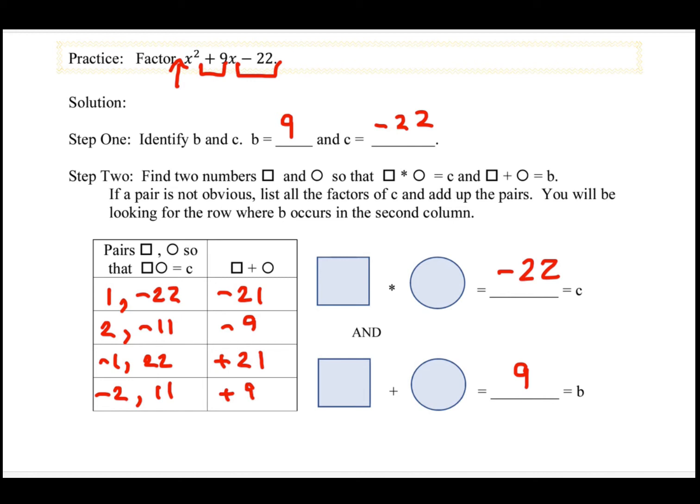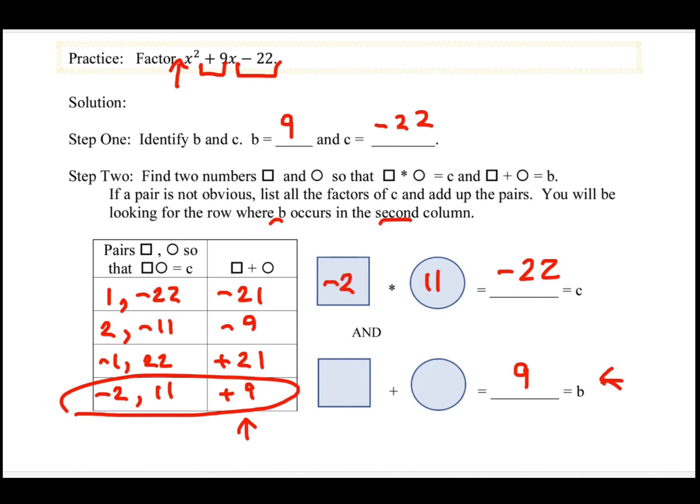So my goal is to go through, and I'm looking for B to occur in the second column. So in this case, my B was a 9. So I'm looking for a 9 in this column, positive 9 specifically. And I see that in this fourth row, my answer was 9. So it's a good idea to double check. You don't want to go further with the wrong numbers. So we'll stop and we'll double check.